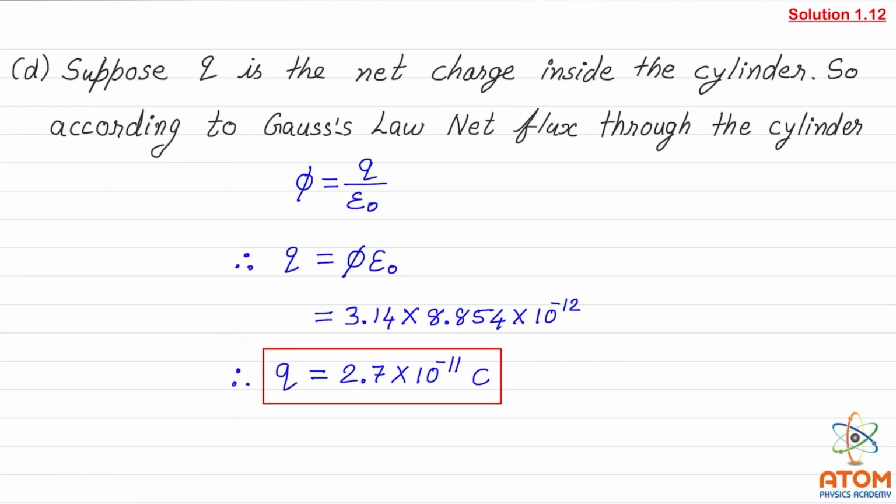Now let us solve D. Suppose Q is the net charge inside the cylinder. So according to Gauss' law, the net flux through the cylinder, we know already, phi equals Q by epsilon 0. So Q can be written as phi epsilon 0. But here the value of phi is 3.14 and epsilon 0 is 8.854 into 10 raised to minus 12. So solving this, we will get the total charge enclosed by this cylinder as Q equals 2.7 into 10 raised to minus 11 coulomb.